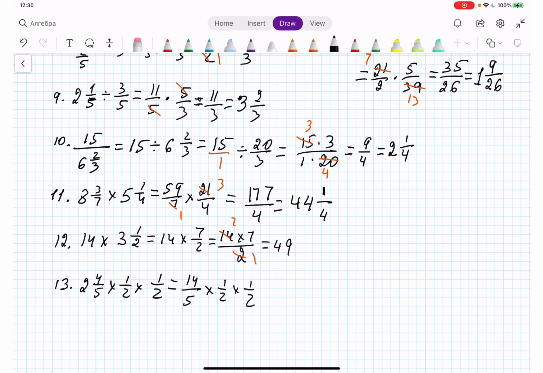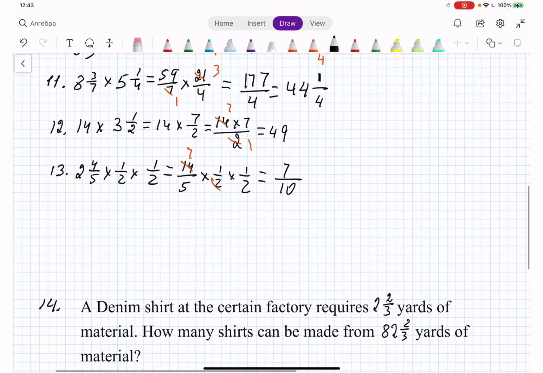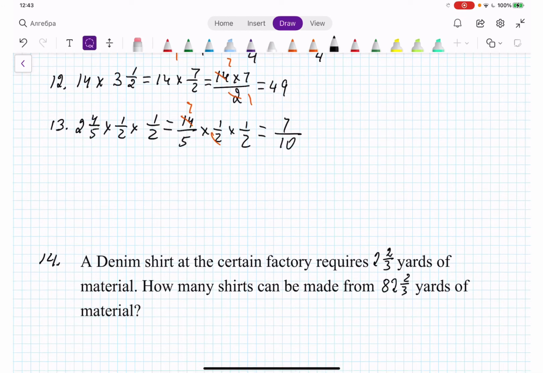What do we get? I'm canceling one of these 2's. Let's say this one, canceling with 14. It's going to be here 7. And that's it, pretty much. I don't have anything else to reduce. It's going to be 7 on the top, at the bottom 10. 7 over 10.